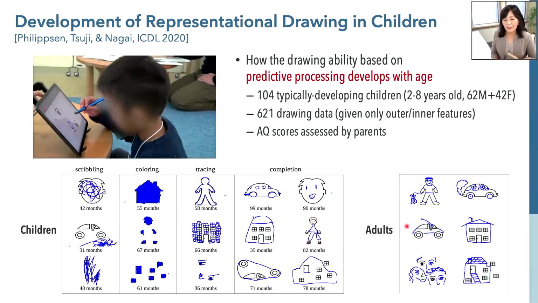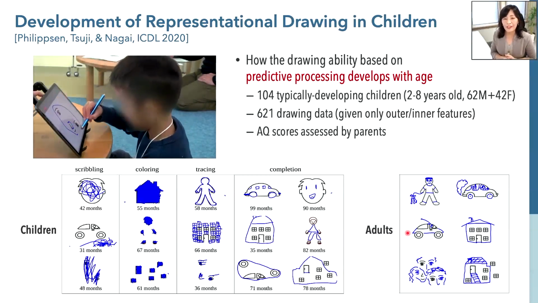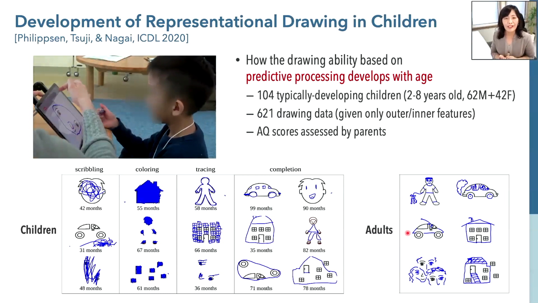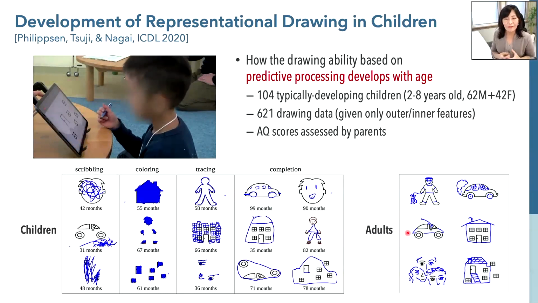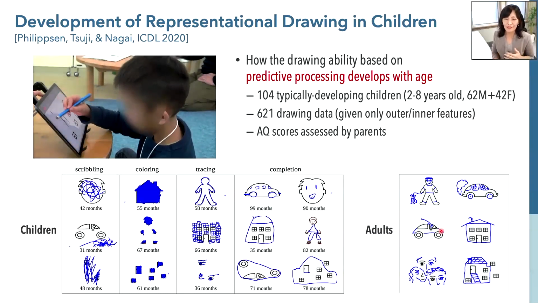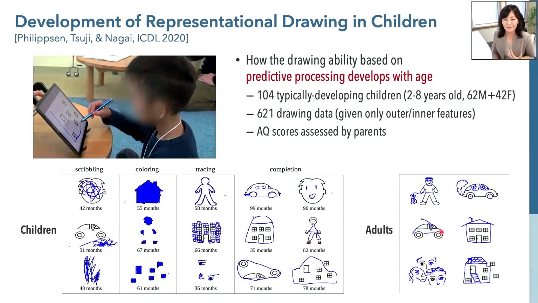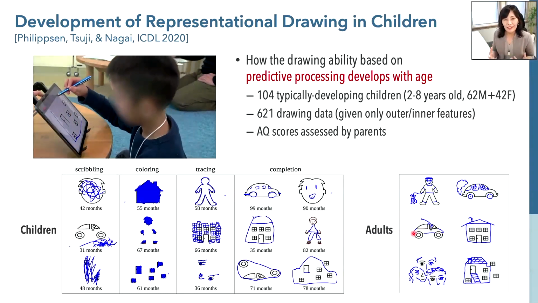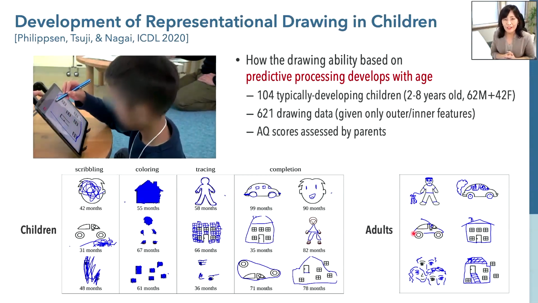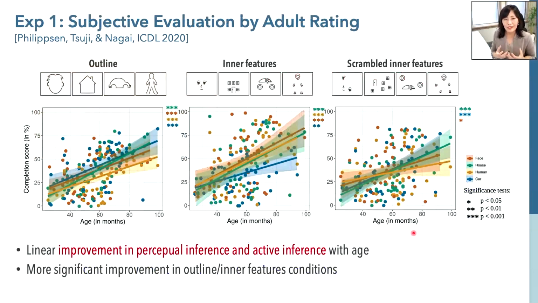For your interest, we can also show some behaviors from the adults. The adults were also very creative, so you can see there are many different types of completion patterns. We analyzed their developmental changes using two methods. The first method was the subjective evaluation by adult raters. We asked the adult evaluators to assess the developmental change in their completion ability.